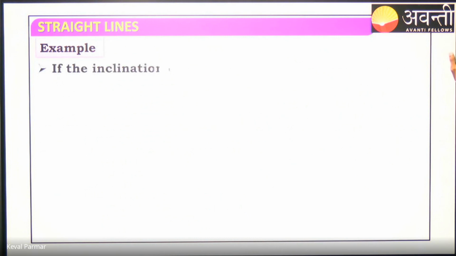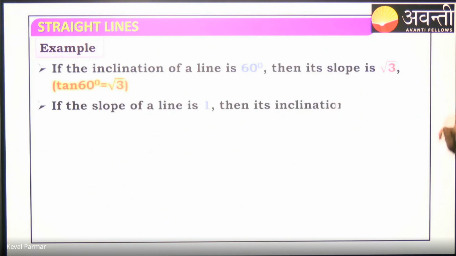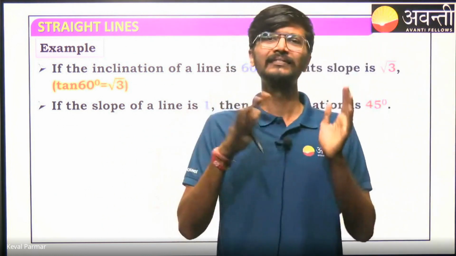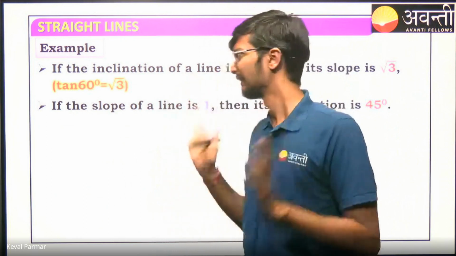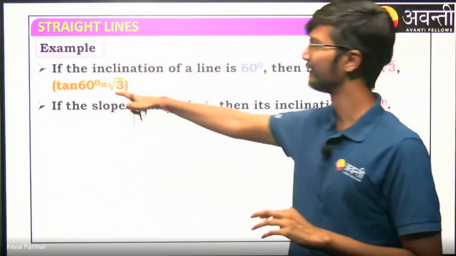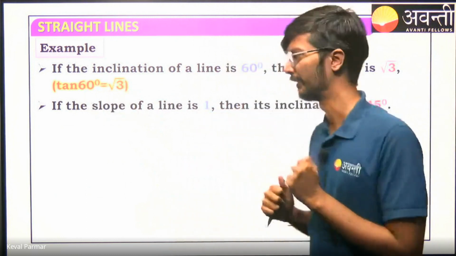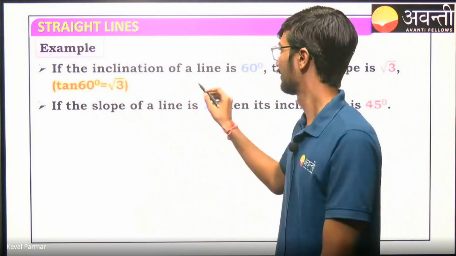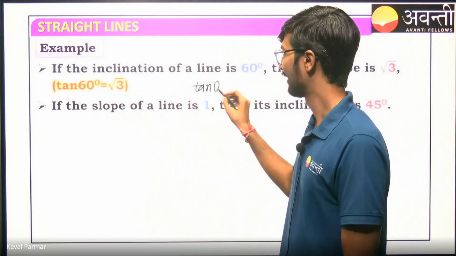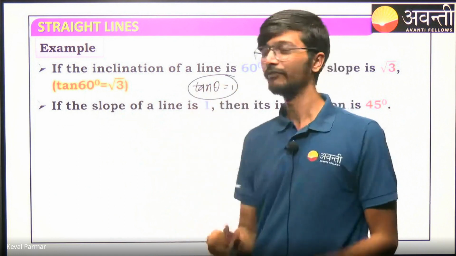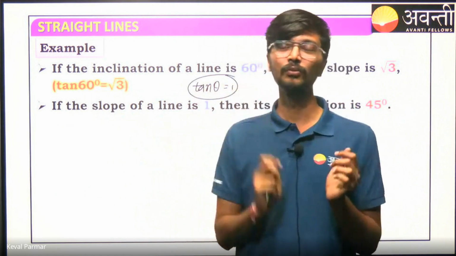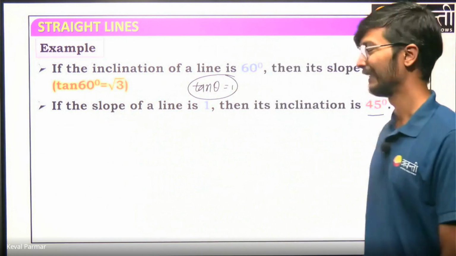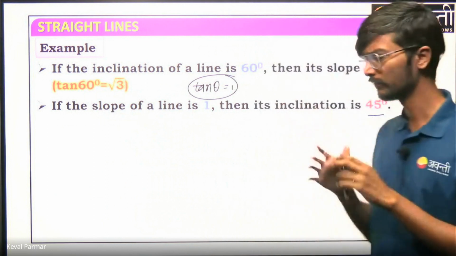Let's see some examples. The first one: if the inclination of the line is 60 degrees, that is, it makes 60 degrees with the positive x-axis, then the slope will be equal to tan 60. And what is tan 60? It is root 3. Similarly, if the slope of the line is 1, that means tan theta is 1. And for what value of theta do we get tan theta equal to 1? We get it for theta equal to 45 degrees. So the inclination is 45 degrees. So it works both ways.